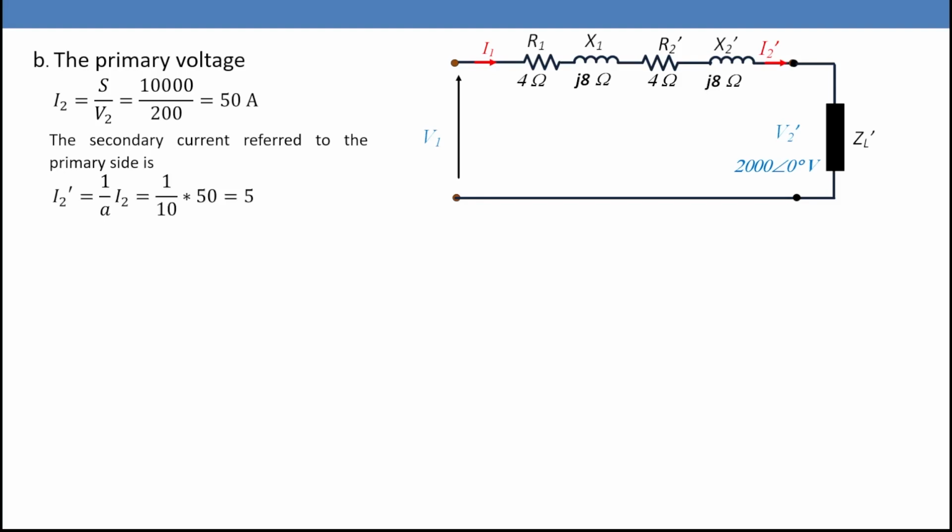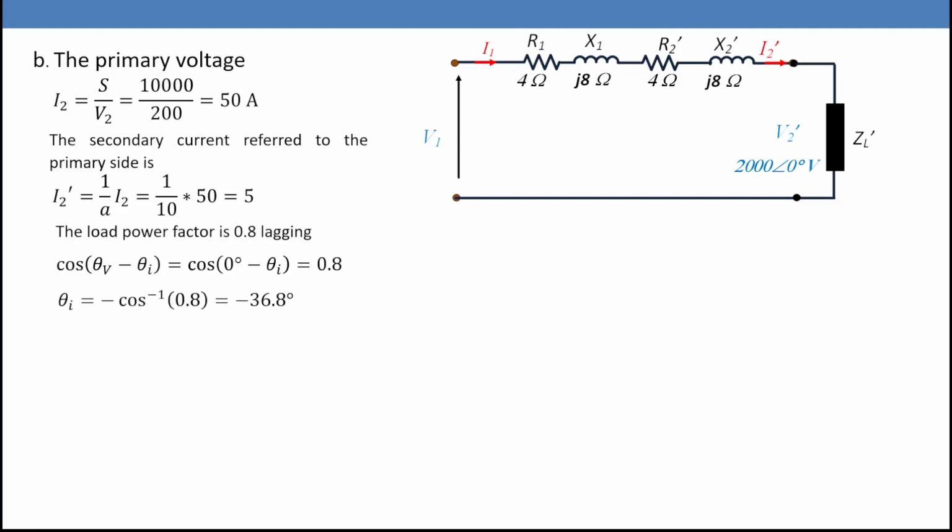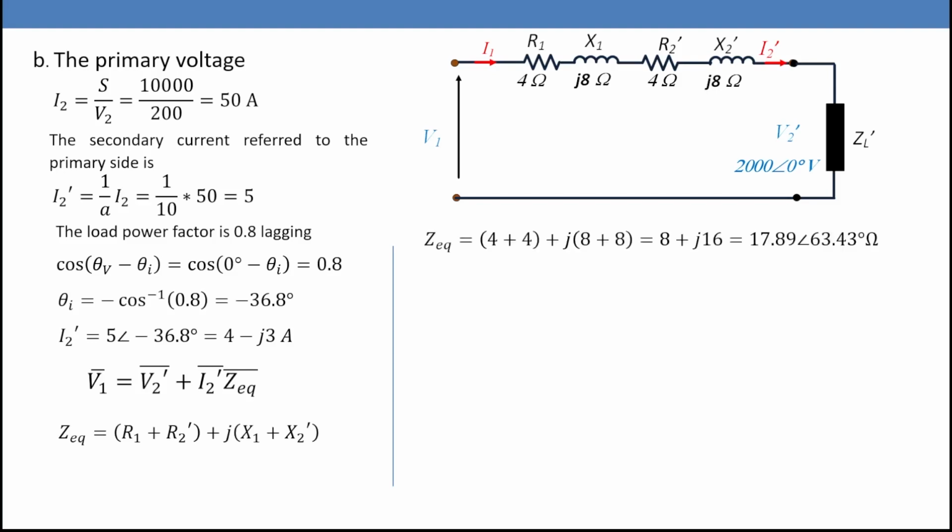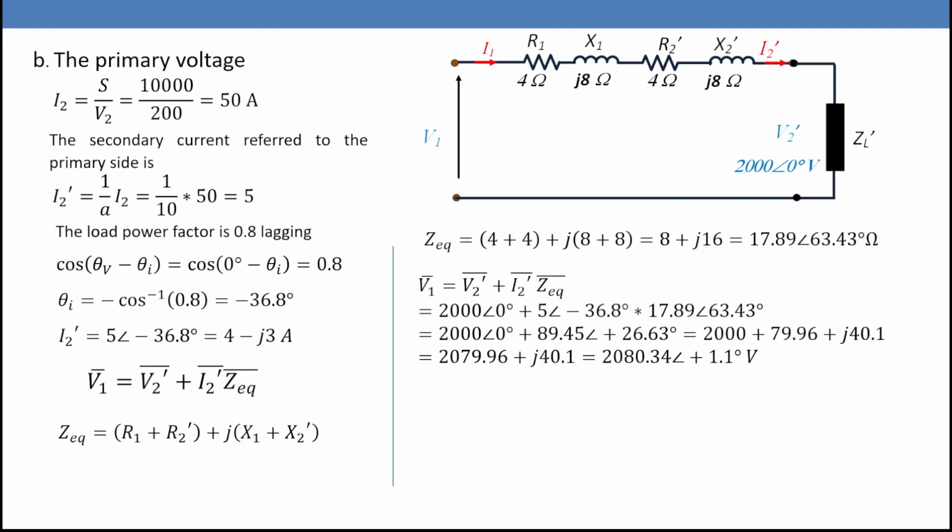We are going to calculate the angle of the secondary current referred to the primary side. That one will be minus 36.8 degrees. I2' equals 5 angle minus 36.8 degrees equals 4 minus j3 ampere. So V1 equals V2' plus I2' Z equivalent, which is identical to the first approximate equivalent circuit. In this case, Z equivalent equals 8 plus j16, or 17.89 angle 63.43 degree ohm in polar form. So V1 equals 2080.34 angle 1.1 degrees volt, and that one is identical to the value we had in the first approximate equivalent circuit.